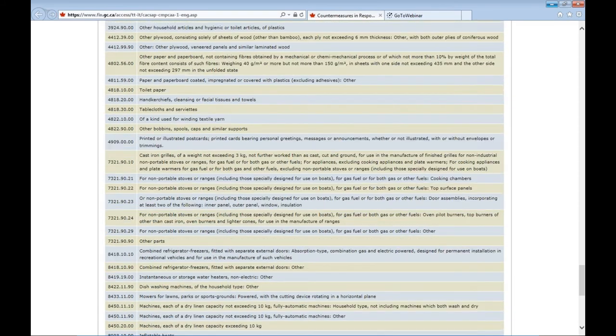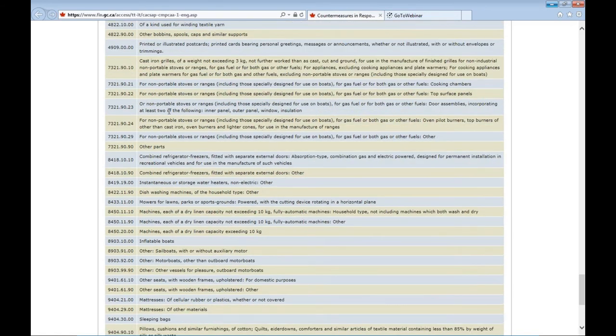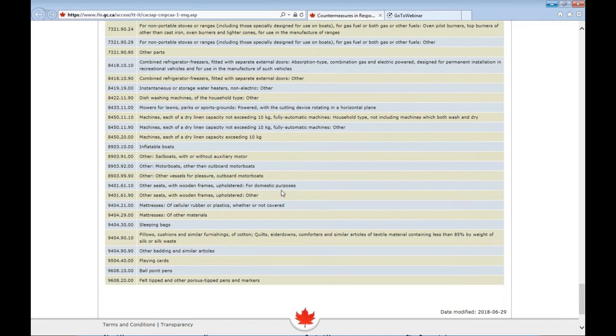So if we move down further, I think this is the area more so of interest for your members. You can see where we have stoves, ranges, parts, refrigerator freezers, combined refrigerator freezers, storage water heaters, dishwashing machines, and it goes on. So essentially, if you want to look this up yourself, the Department of Finance has the complete list. Otherwise, your customs broker should be able to supply you with a list of what you've imported in the past. Most brokers will have a tariff database record of your past importations that they could easily supply to you.